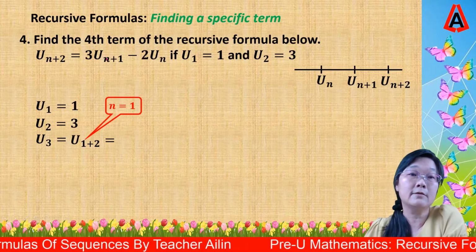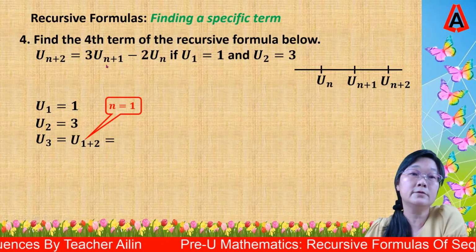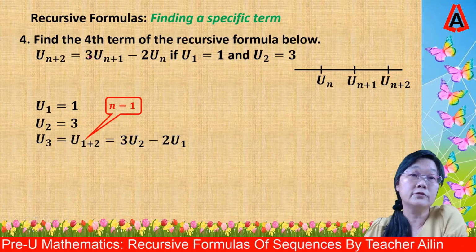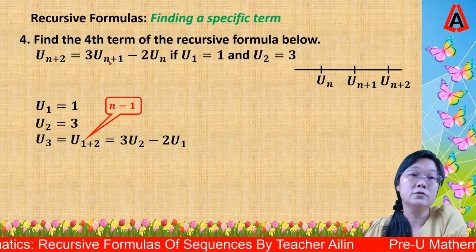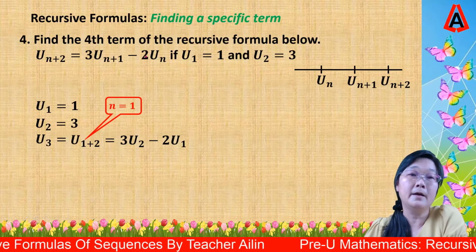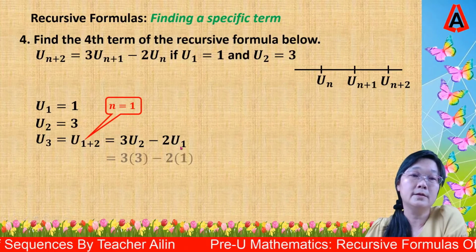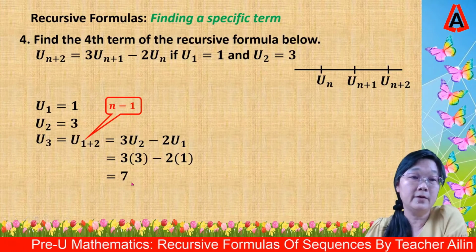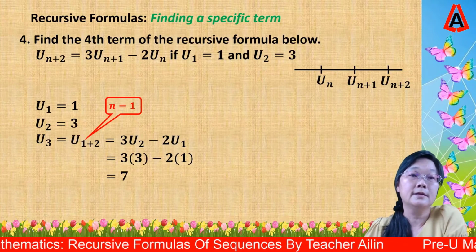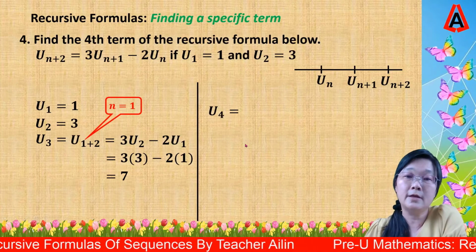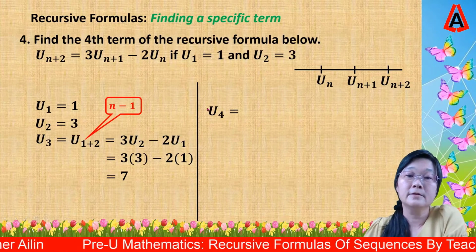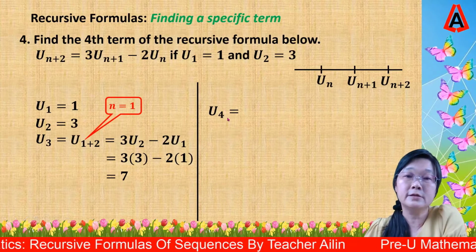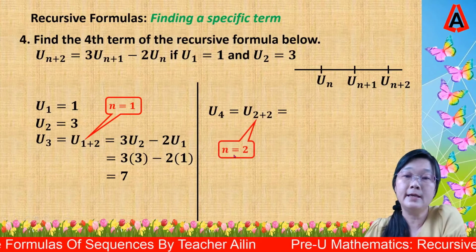When doing the calculation, all the n, you now replace with 1. So u3 is equal to 3 times u2, because n is 1, minus 2u1. The values of u1 and u2 are given. So when we simplify, that is 7. Then after u3, only then can we go to u4. When we compare u4 with u_{n+2}, n plus 2 is 4. So in this case, n is 2.